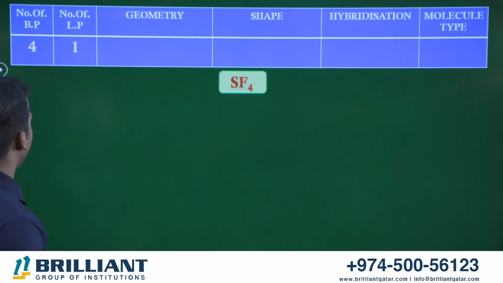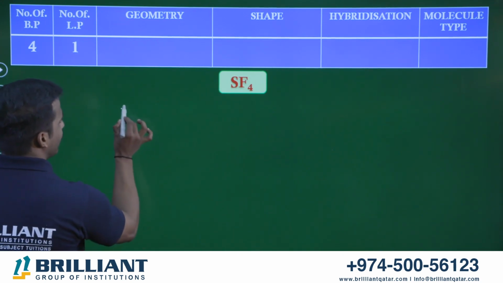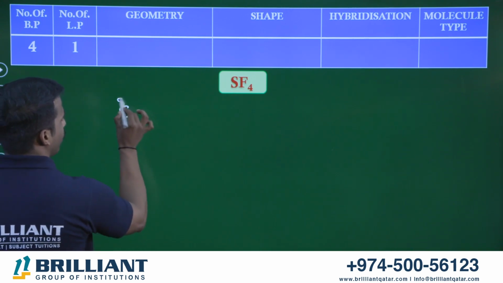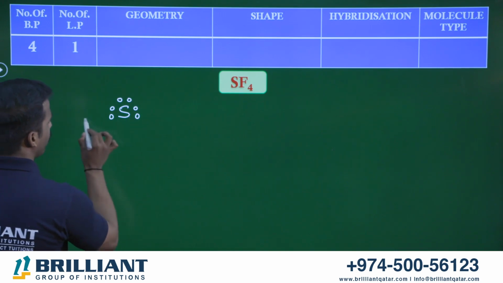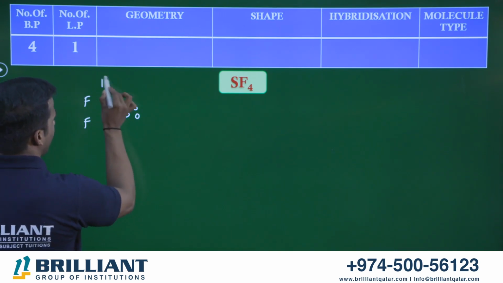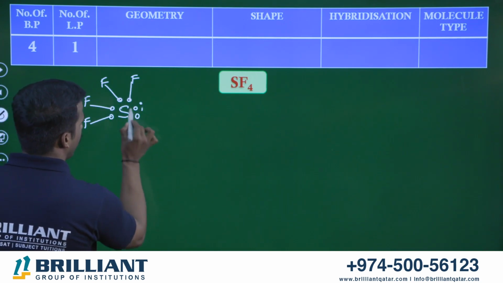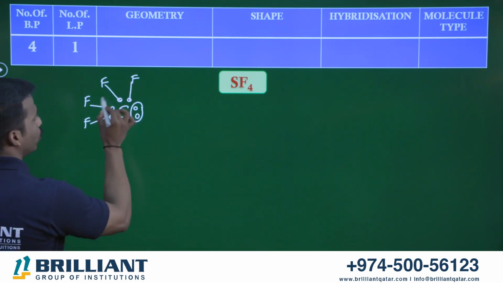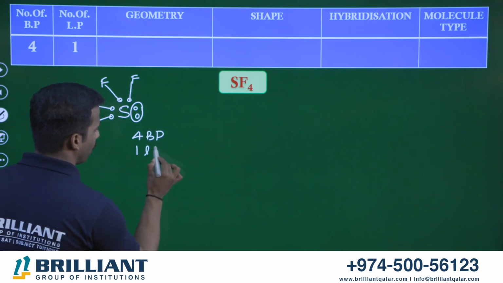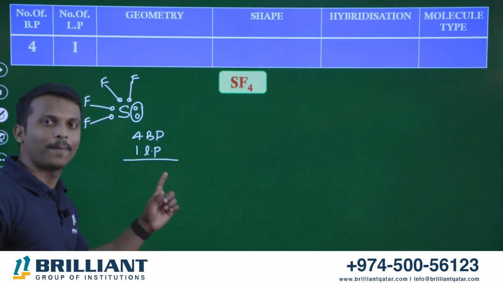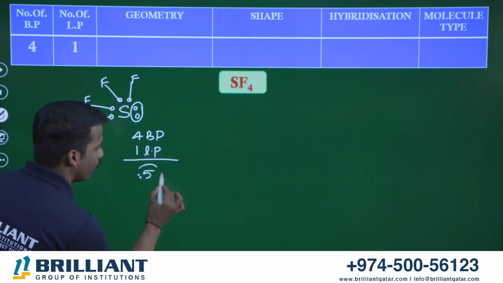Next system: 4 bond pair, 1 lone pair. Example is SF4. Which is the central atom? Sulfur. Sulfur valence electron is, we discussed before, 6. It is surrounded by 4 fluorine atoms, right? Each fluorine needs 1 electron. How many bond pairs? 1, 2, 3, 4. There are 4 bond pairs and 1 lone pair. Take the sum, 4 plus 1 is equal to 5.